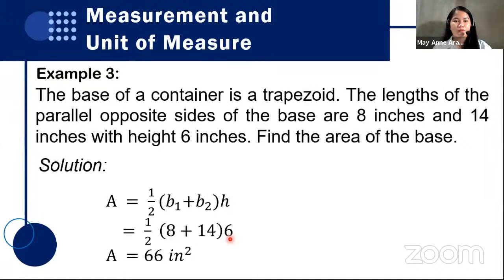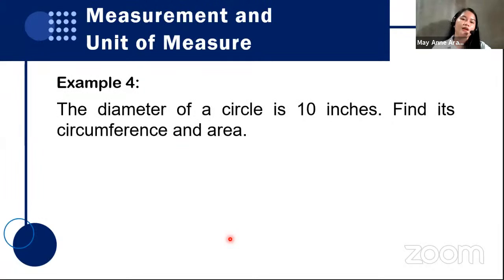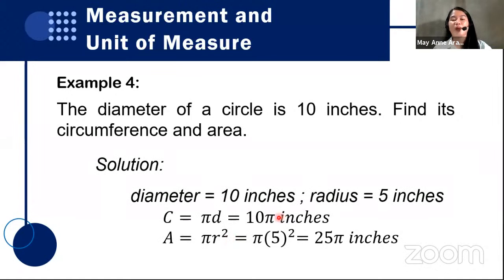Okay. Yeah, I have here another example. The diameter of a circle is 10 inches. Find its circumference and area. So for the circumference, since the given is the diameter, we can just use pi d, or 10 pi, or you can still get the value for this if the pi is equal to 3.14, just multiply this by 10.